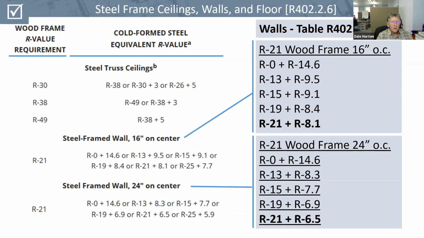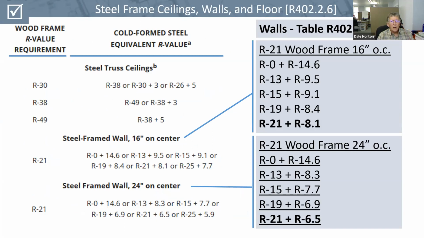Steel frames, I won't go into great detail, but steel framed building assemblies are included in the code, and it basically says you have to meet the R requirement of the wood frame wall. So if you've got to meet the R21 requirement and you've got 16-inch on center steel joists, then here's how you can meet the R21 requirement.